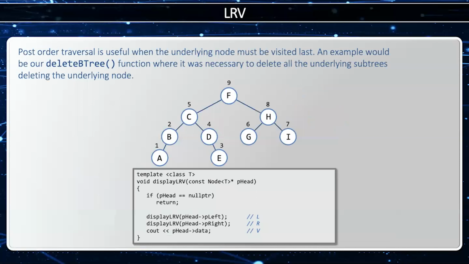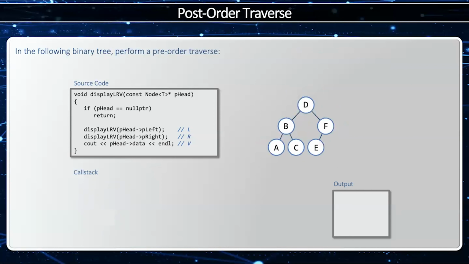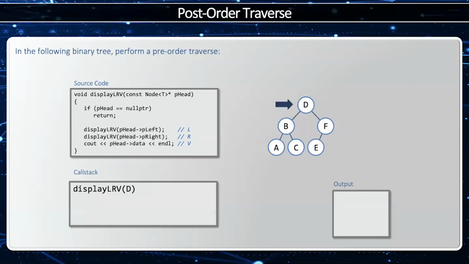Another way to traverse a tree is LRV, okay? And it's called post-order traversal because I'm going to visit myself last. And this is really good when I want to delete a binary tree because I don't want to delete a node until after its children have been deleted first. All right, so I will start with D, and I'm going to go left first.